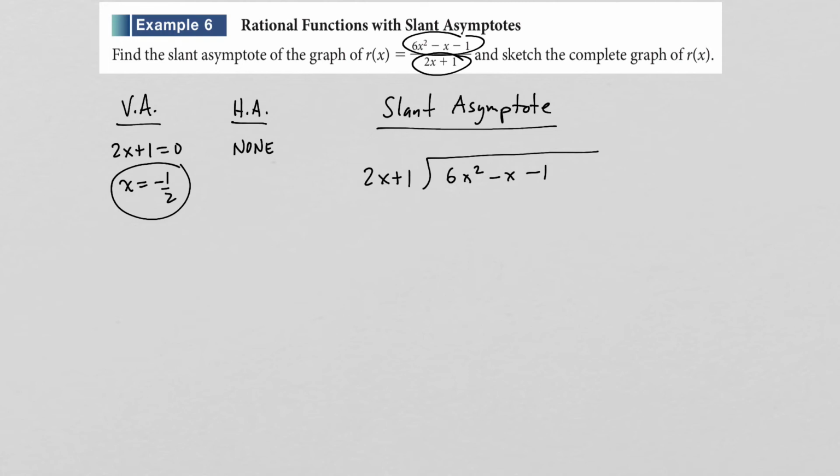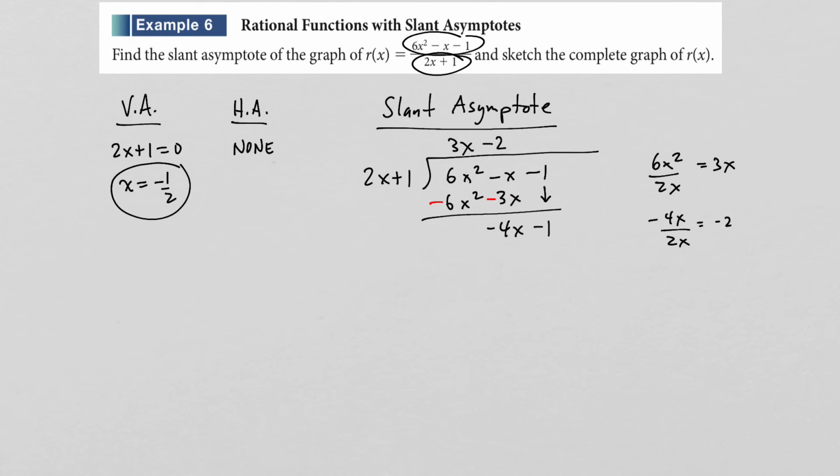2x divides into 6x squared exactly 3x times. 3x times 2x is 6x squared. 3x times 1 is 3x. And then we have to subtract. So this gives us -4x minus 1. And then we take -4x and divide it by 2x. And that gives us -2.